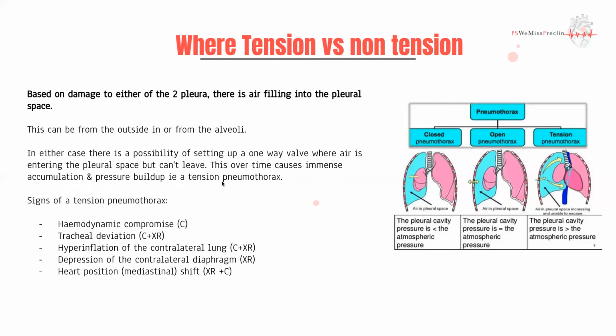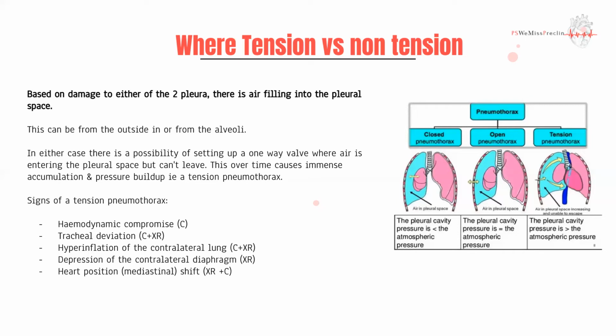So some signs you need to look for in tension pneumothorax, and I've indicated whether this is a clinical sign or an X-ray sign. So hemodynamic compromise, you would check their vitals first, and you would assess their hemodynamic status that way. You would look for tracheal deviation, which you can do clinically by using your index finger, middle finger, and your ring finger, just running it down the trachea, tracking it, and seeing if it deviates one way or the other. Hyperinflation of the contralateral lung.